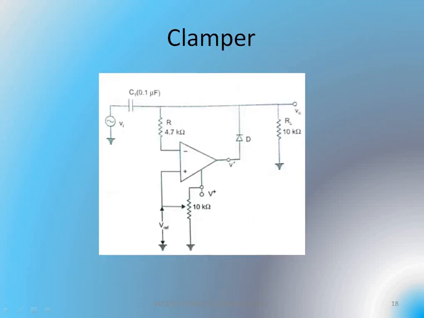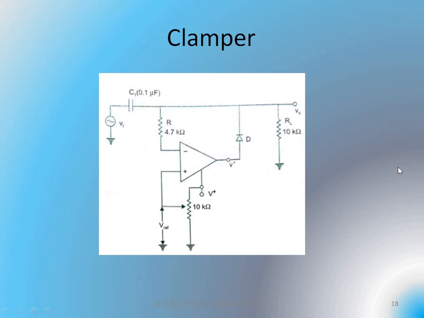So this is all about the wave shaping circuit called a clipper. A clipper is nothing but an electronic circuit where a portion of an input signal will be clipped off or removed at its output terminal. The other wave shaping circuit is called a clamper. The clamper is also referred to as a DC restorer.